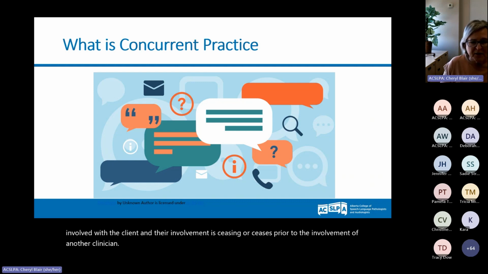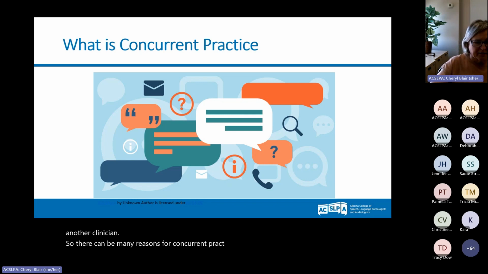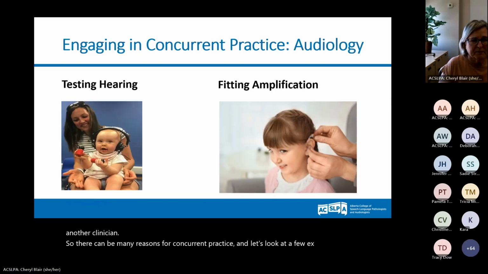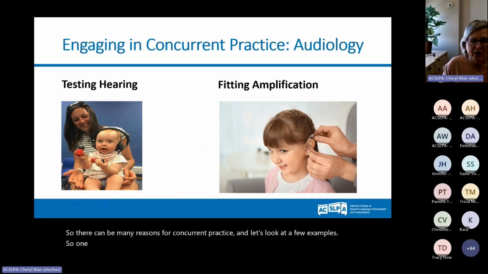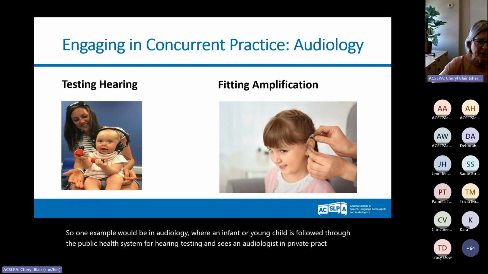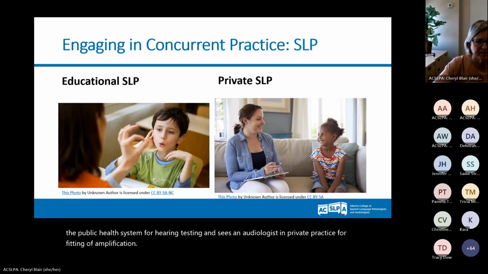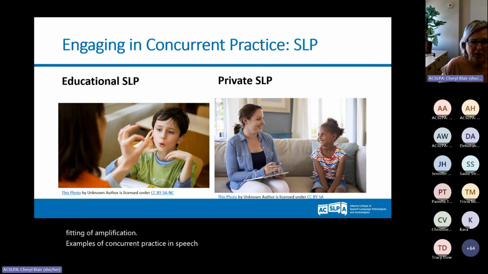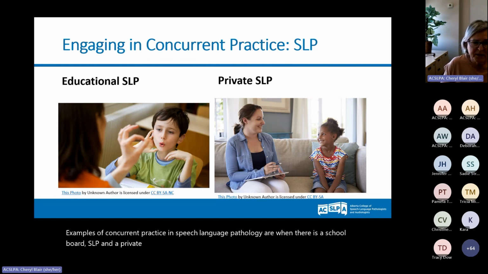So there can be many reasons for concurrent practice, and let's look at a few examples. So one example would be in audiology, where an infant or young child is followed through the public health system for hearing testing and sees an audiologist in private practice for fitting of amplification. Examples of concurrent practice in speech-language pathology are when there is a school board SLP and a private practice SLP. So caregivers sometimes seek private services to augment services offered by a school.